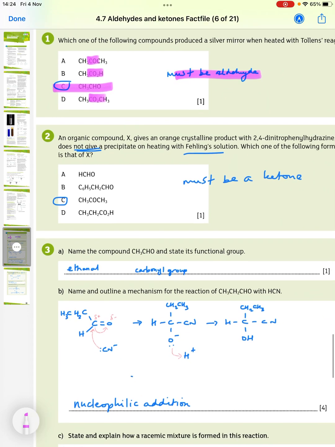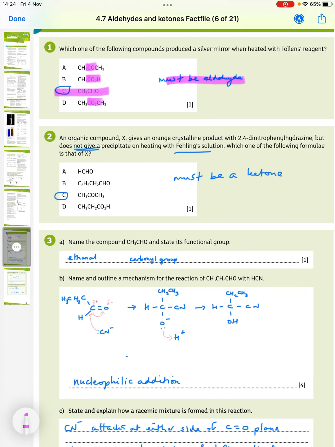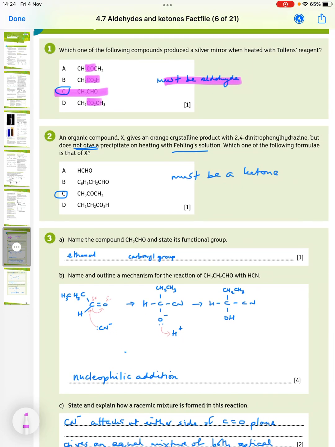Number 2, an organic compound X gives an orange crystalline product with 2,4-dinitrophenylhydrazine, but does not give a precipitate on heating with Fehling's solution. Which one of the following formula is that of X? So if you're getting something with 2,4-DNPH, but not with Fehling's, then it must be a ketone. And it's like the opposite of the previous question.